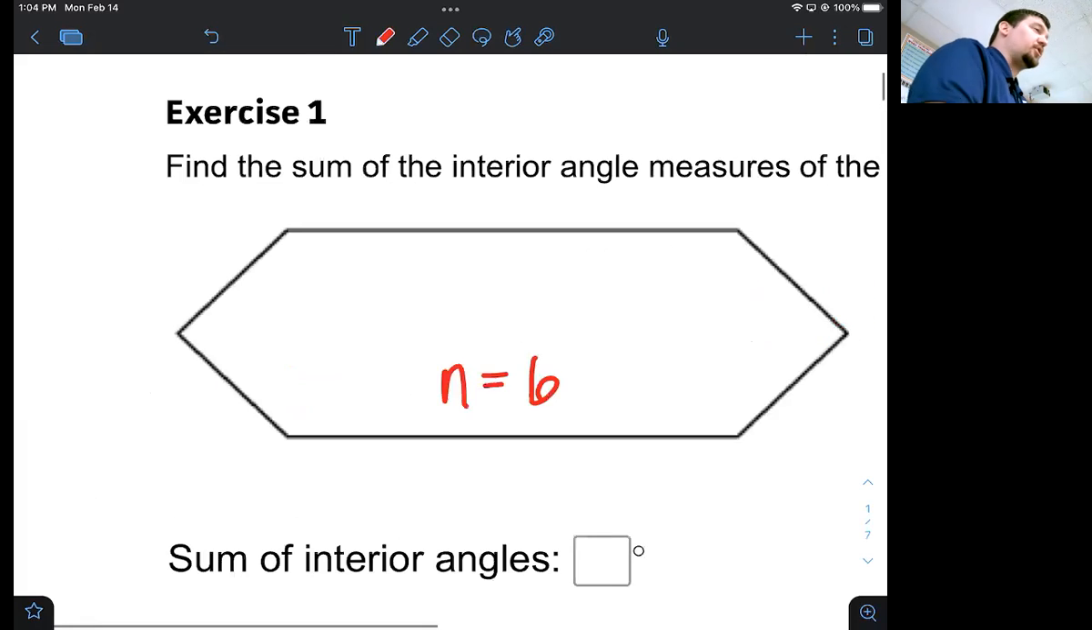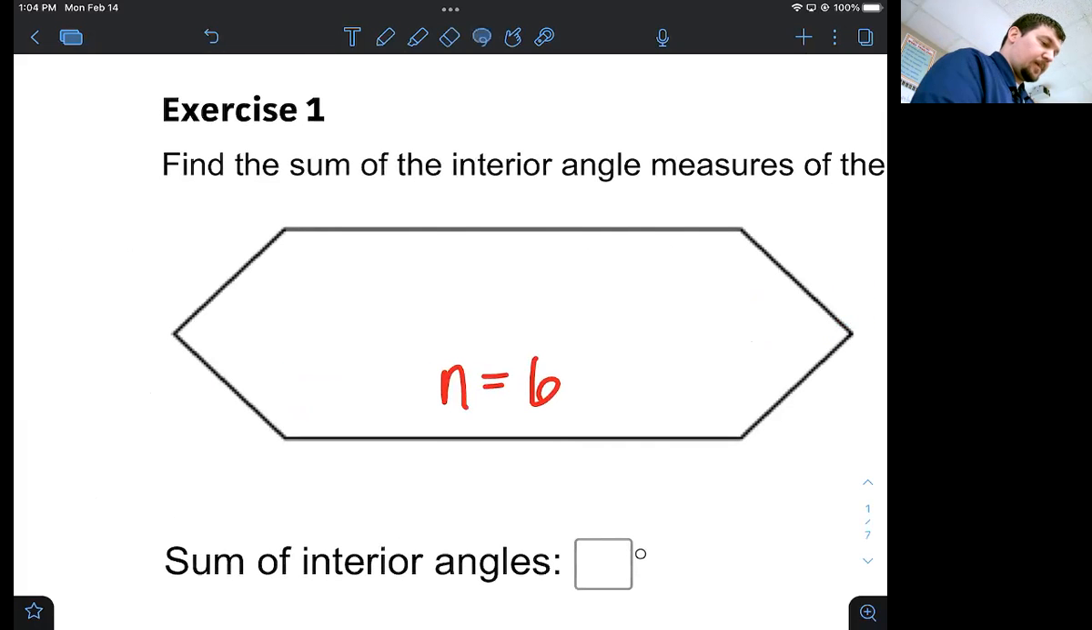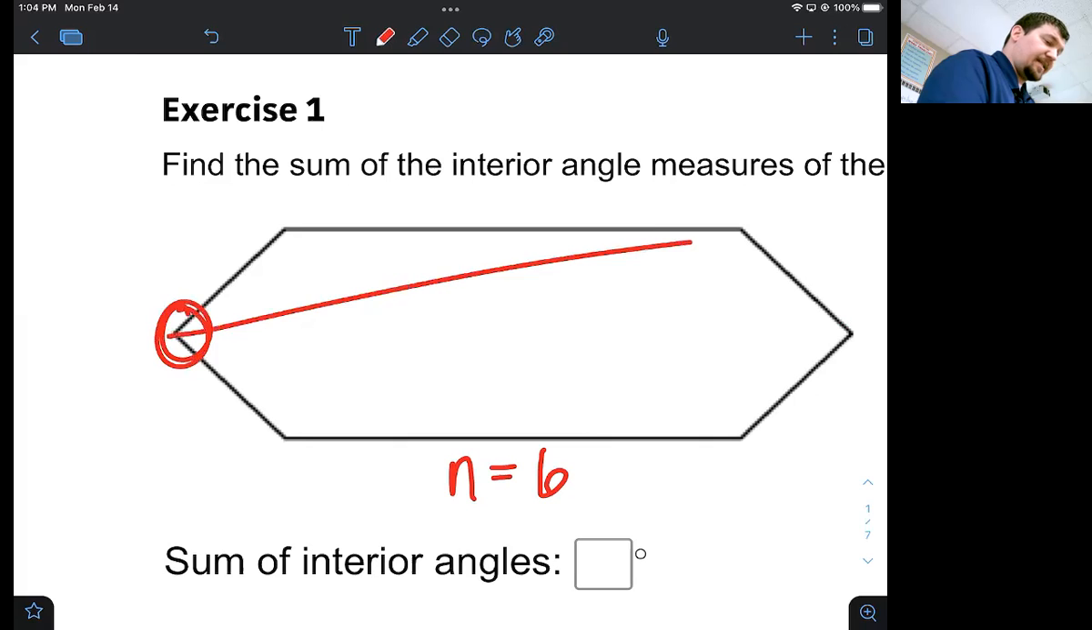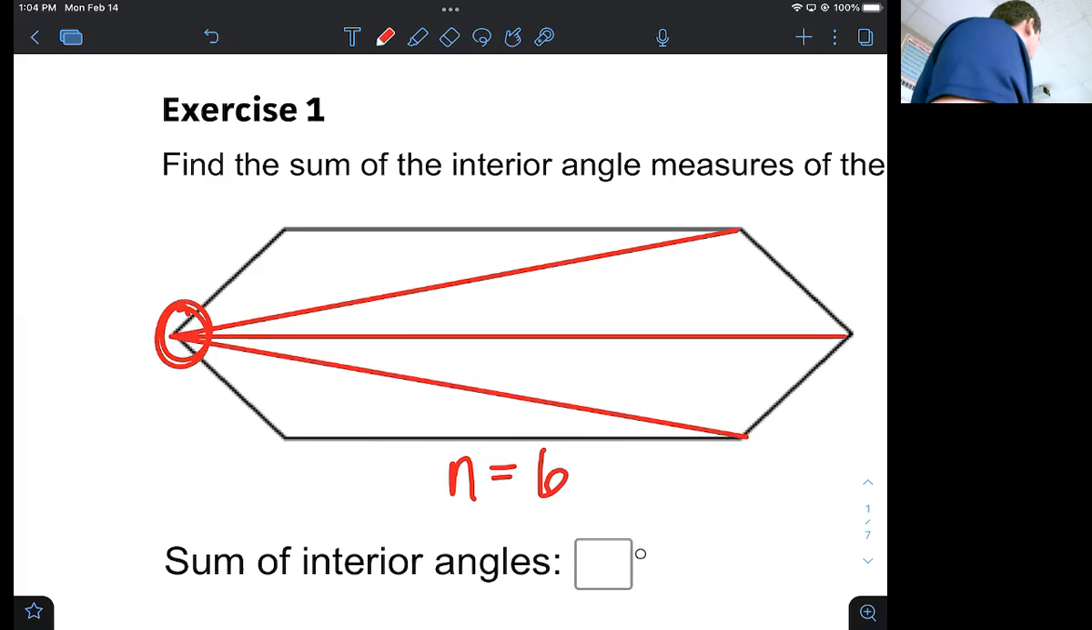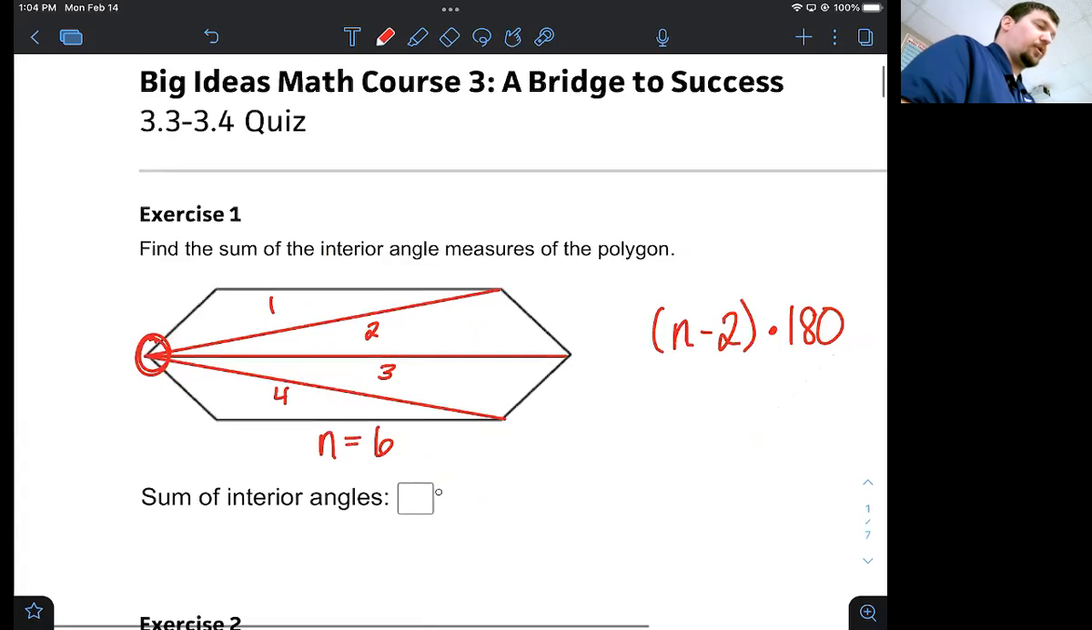Remember what we originally did is we circled one of the vertices and then we connected all the non-adjacent vertices to that one. And that split the shape into triangles. This shape has 4 triangles, and each triangle has 180 degrees. So that's why we're going to do 4 times 180. Now, you don't have to split your shape into triangles if you can just remember to subtract 2. There's always going to be 2 less triangles than the number of sides.